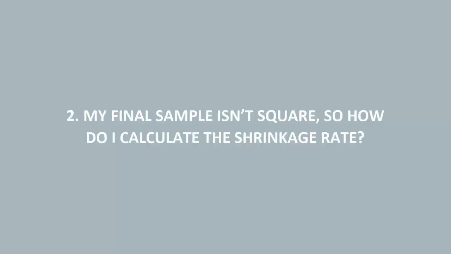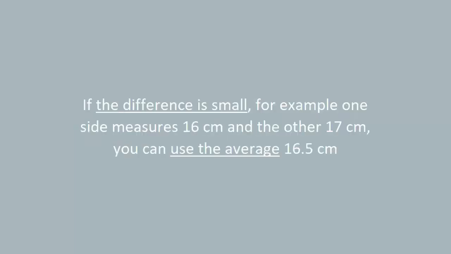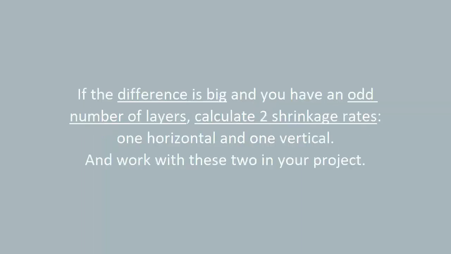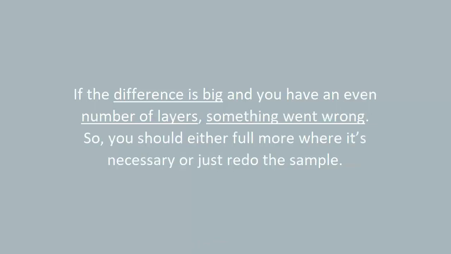My final sample isn't square, so how do I calculate the shrinkage rate? If the difference is small, for example, one side measures 16 centimeters and the other 17 centimeters, you can use the average, 16.5 centimeters. If the difference is big and you have an odd number of layers, calculate 2 shrinkage rates, one horizontal and one vertical, and work with these 2 in your project. If the difference is big and you have an even number of layers, something went wrong. So you should either fold more where it's necessary or just redo the sample.